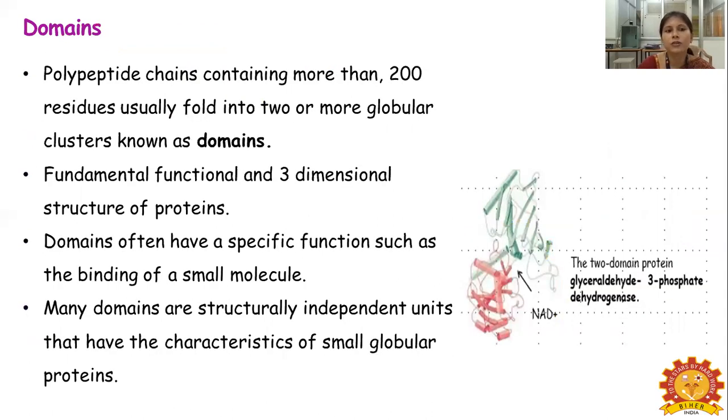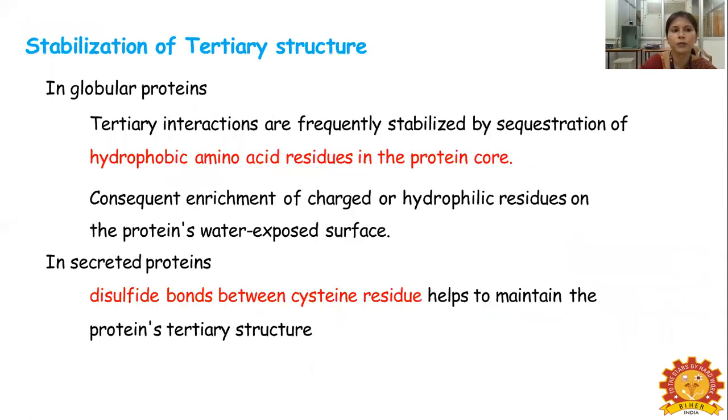So in this context, we have to discuss domains. Polypeptide chains containing more than 200 residues usually fold into 2 or more globular clusters. They are called domains. Domains often have a specific function such as the binding of a small molecule. In this case, they make a cleft where the molecule can bind. That is most commonly found in enzymes, where the substrate can bind and catalysis will be done. Many domains are structurally independent units that have the characteristics of small globular proteins.